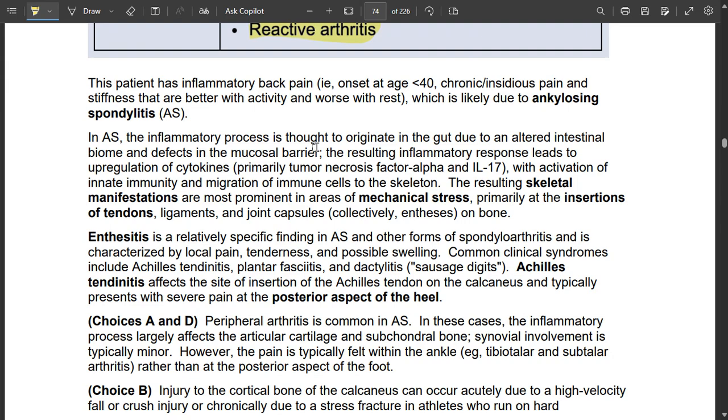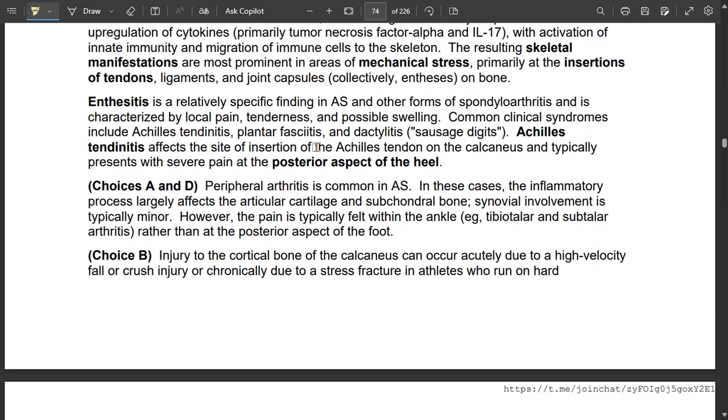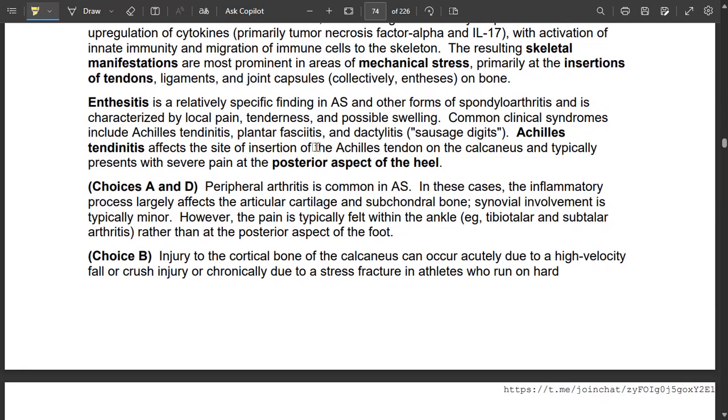Okay, with the activation of innate immunity and myeloid immune cells in the skeleton, the resulting skeletal manifestations are most prominent in areas of mechanical stress, primarily at insertions of tendons, ligaments, and joint capsules connecting to the bone. Enthesitis is very specific in ankylosing spondylitis and other forms of spondyloarthritis and is characterized by local pain, tenderness, and possible swelling. Common clinical syndromes include Achilles tendinitis, plantar fasciitis, and dactylitis.